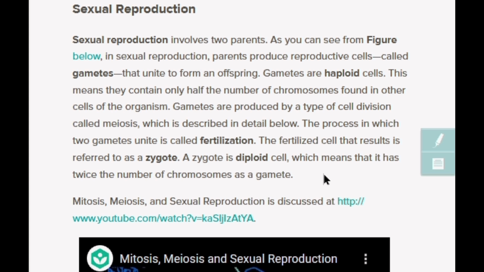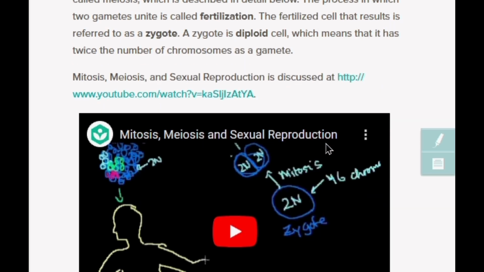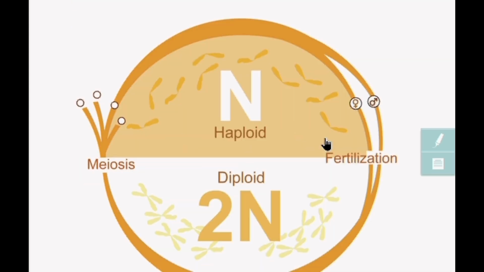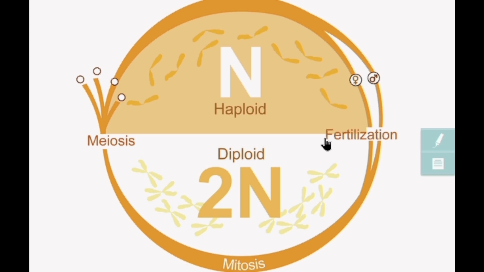A zygote is a diploid cell, which means that it has twice the number of chromosomes as a gamete. Mitosis, meiosis, and sexual reproduction are discussed at a video link. Cycle of sexual reproduction.